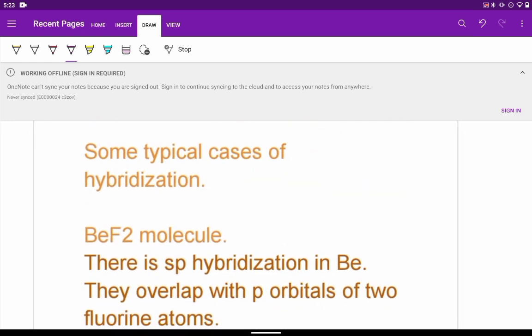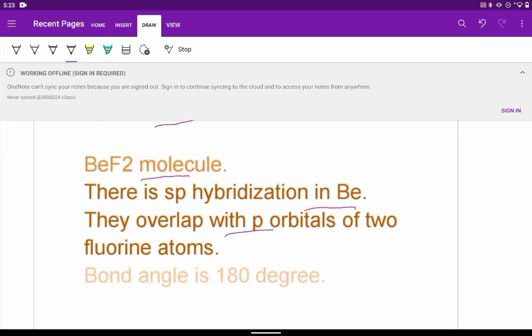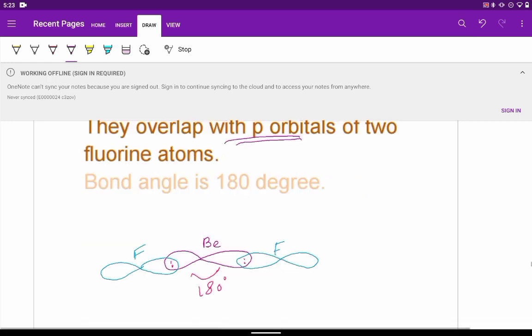Now we also have to see some typical cases of hybridization. As we find in the BeF2 molecule, there is sp hybridization in the case of beryllium, and these hybridized orbitals overlap with the p orbitals of two fluorine atoms, resulting in the BeF2 molecule. As we see here, say this is the beryllium.